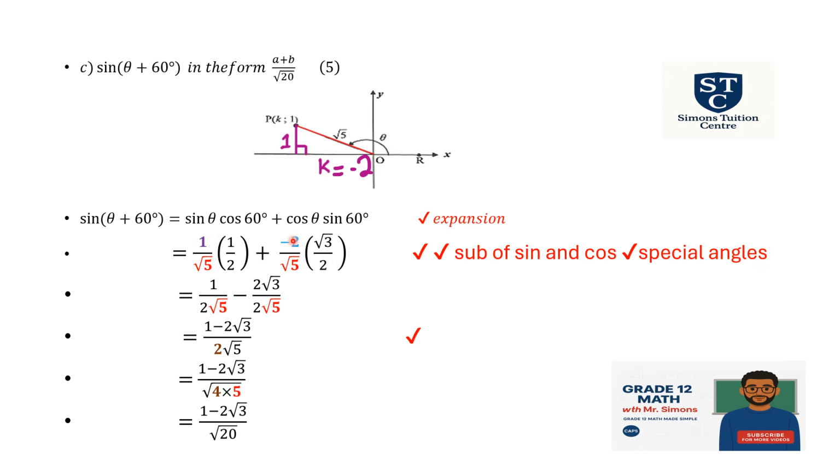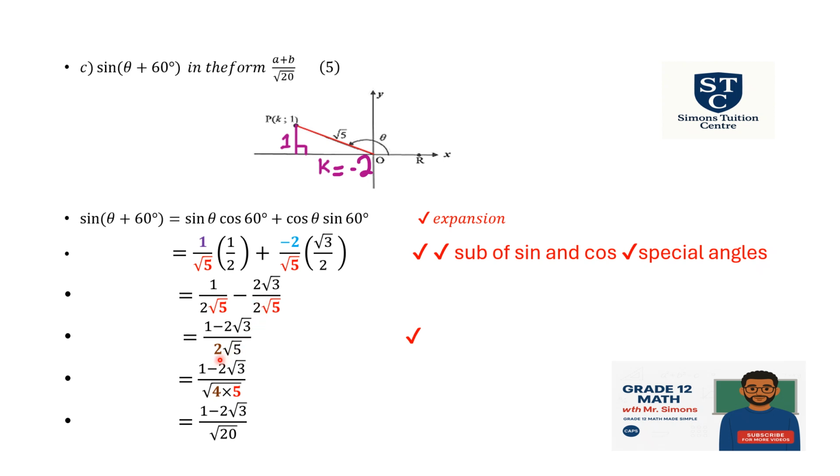Right, and then we multiply out. So 1 times 1 is 1. 2 times square root 5, 2 square root 5. Right, negative times positive gives me negative. 2 times square root 3, 2 square root 3. 2 times square root 5 gives me 2 square root 5. Denominators are the same, so I can add the numerators, so that simply becomes 1 minus 2 square root 3 over 2 square root 5.